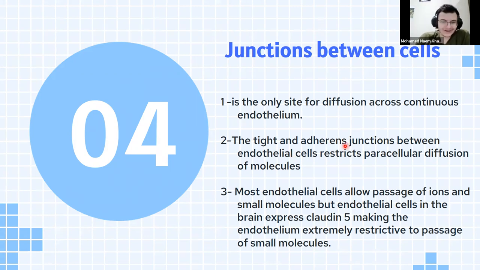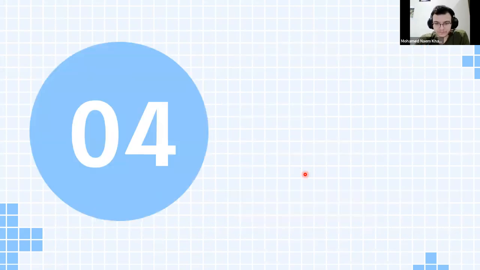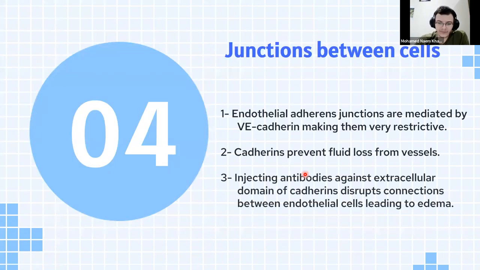Anyway, do you guys get these three slides? You just need to know this name, Claudin 5. If he asks you about the blood-brain barrier, the blood-testis barrier, just know this small one, okay? Just memorize it. I cannot help with that. Again, more to memorize.